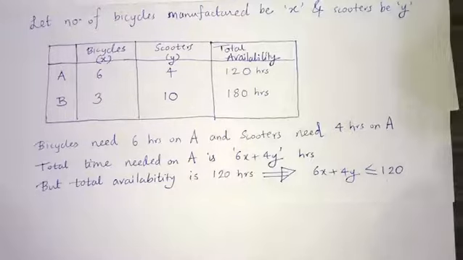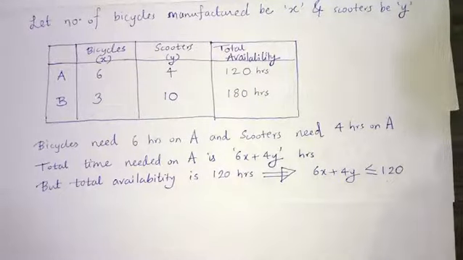That means the total time spent on machine A cannot exceed 120. At most it can be 120, but it cannot exceed 120. You can use machine A for fewer hours. If there is lesser production, the time spent on machine A will also be less. It can be less than 120, it can be equal to 120, but you can't use machine A for more than 120 hours. That's the limit. Then you have to give a break to machine A.